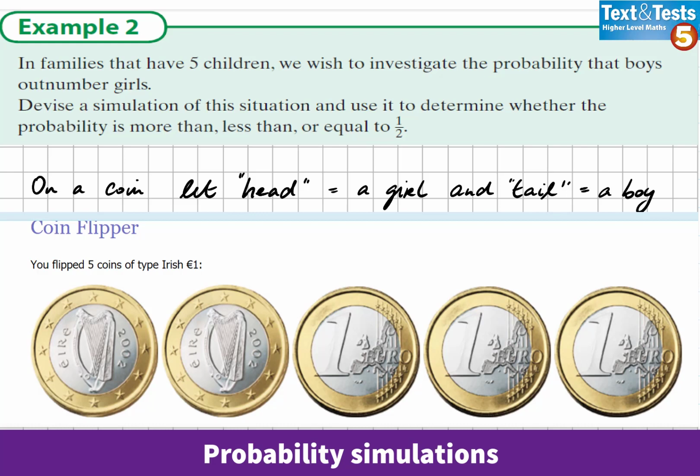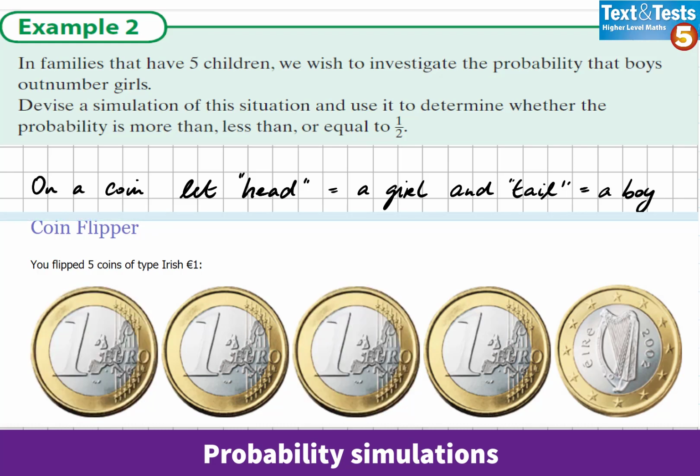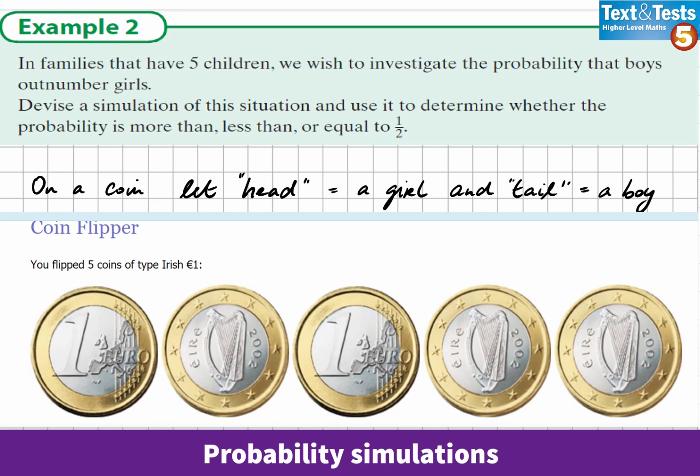You could use a piece of computer software, or online here, random.org would allow you to toss 5 coins all at once. That would speed up the process. You could record the results. The expected probability would be 1/2 for a boy, and the expected value out of 5 children would be 2.5 of them would be boys and 2.5 would be girls.